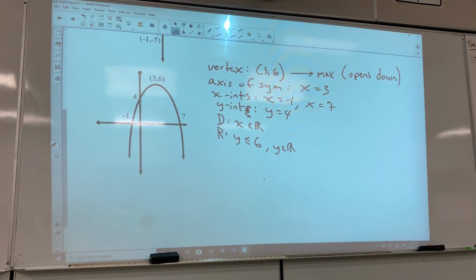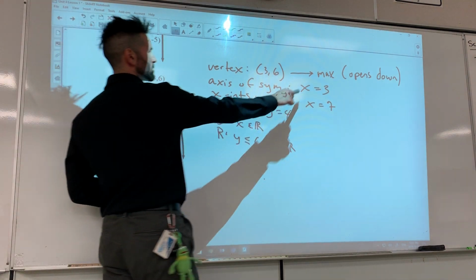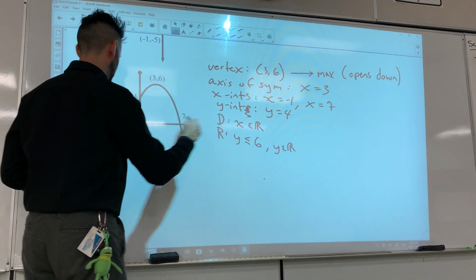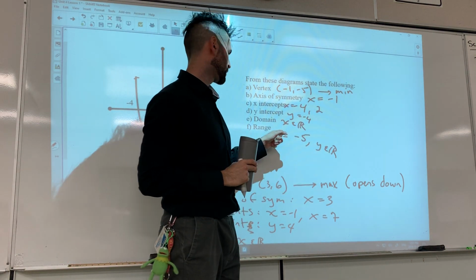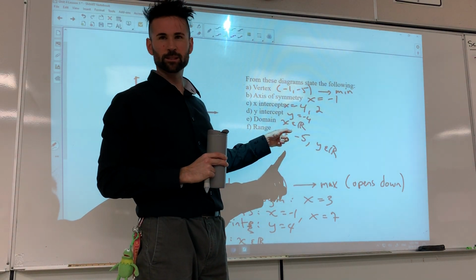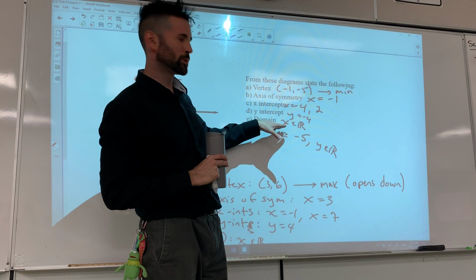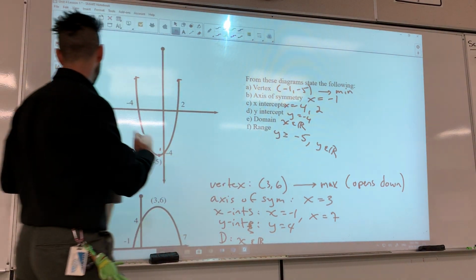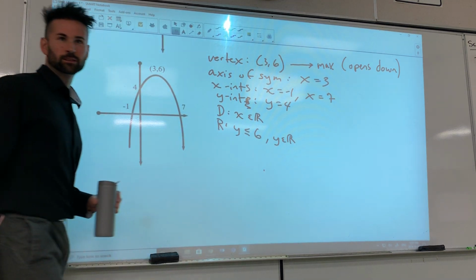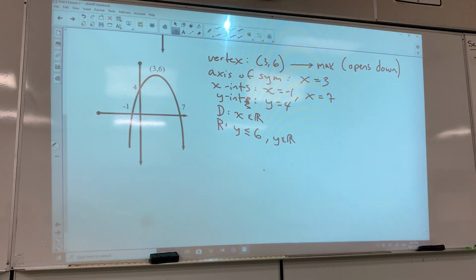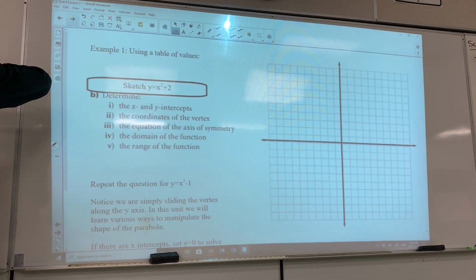Have you guys started to notice something? When it's a maximum, the range is less than or equal to. When it's a minimum, the range is greater than or equal to. Does that make sense conceptually? If it's a minimum, it's always going to be bigger than some value. If it's a maximum, it's never going to be bigger than that value.